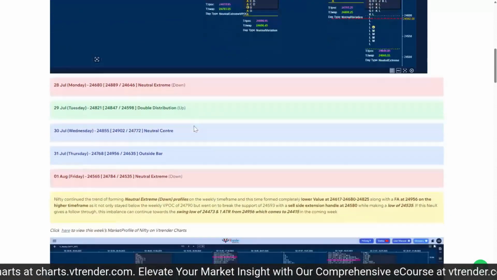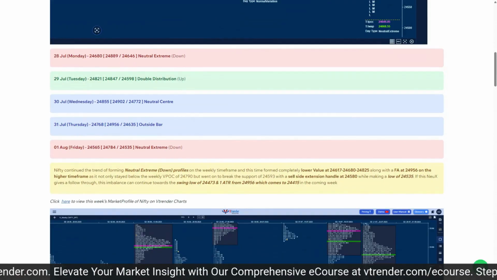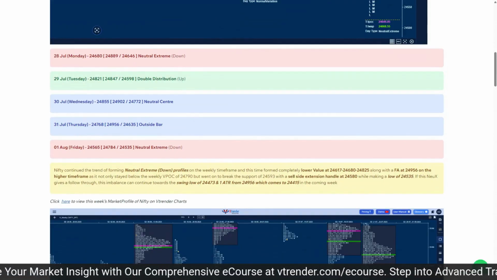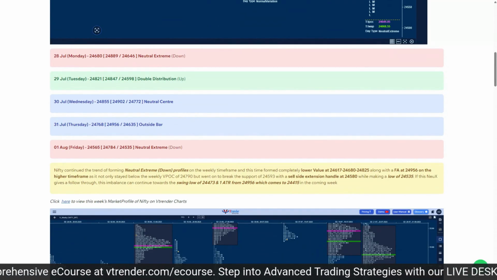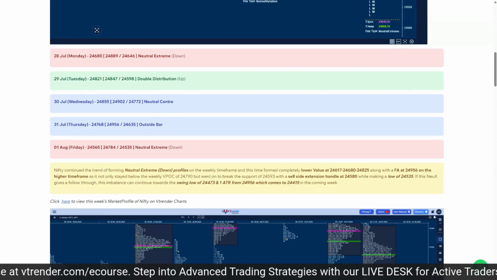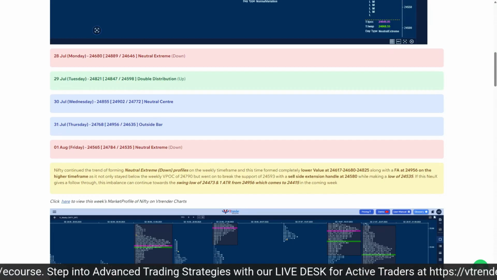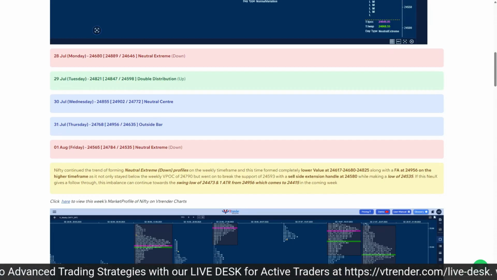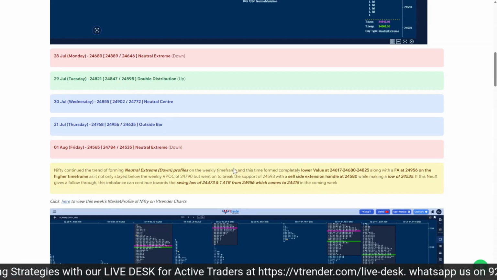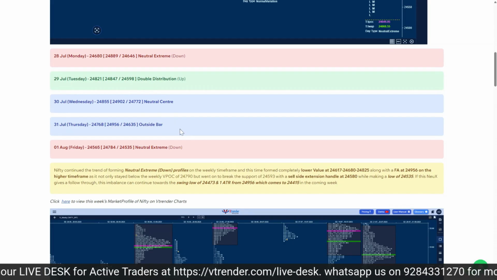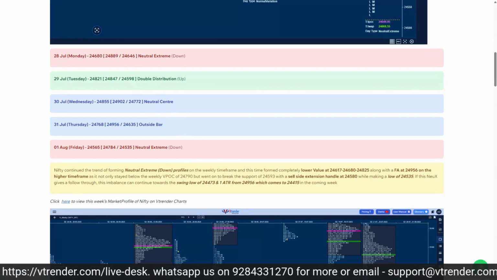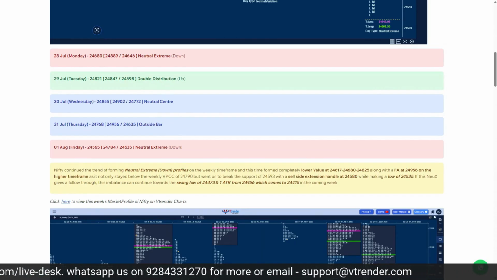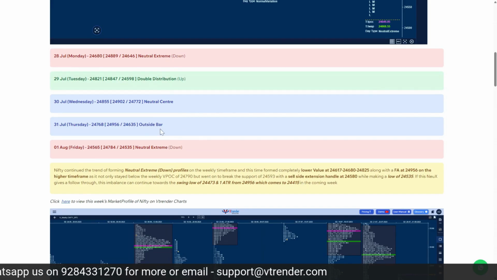So we had a neutral extreme profile on the daily to start the week, then we had a double distribution up profile, then we had a neutral center, and 31st was actually a trend day, but it could not be considered as a closed trend day at close because it had given up all its gains. So it was just an outside bar. That is the reason we have them marked in blue. So green is for bullish, red is for bearish, blue is for neutral.